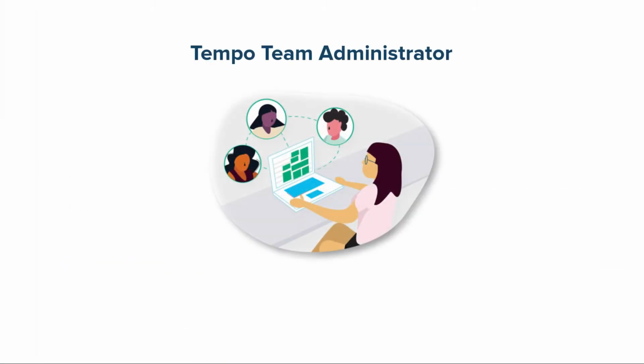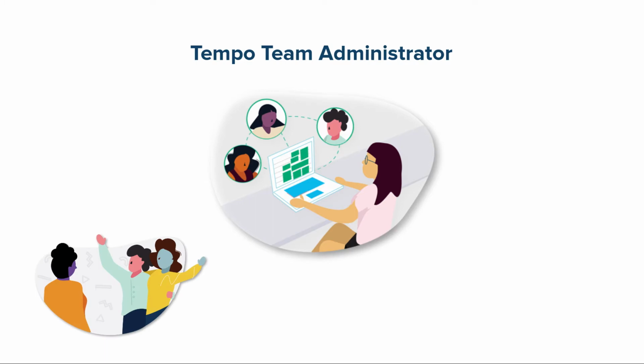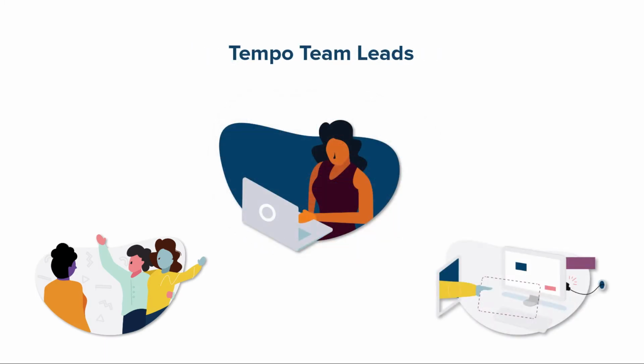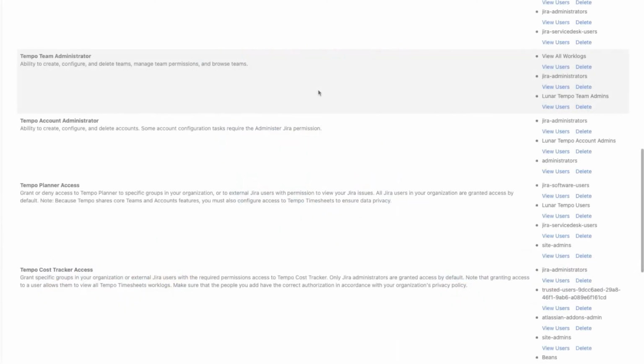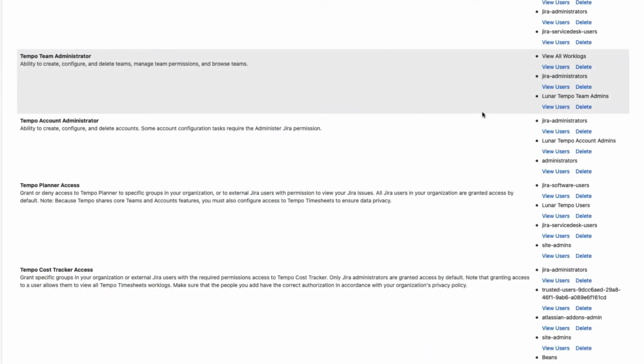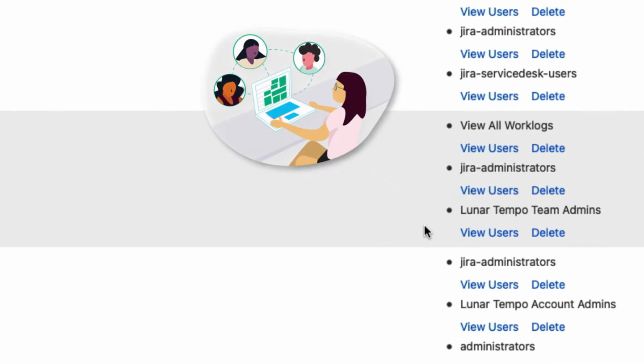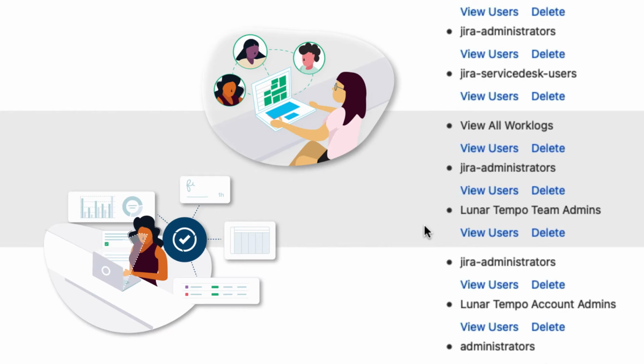Tempo team administrators can create Tempo teams and grant team permissions, and also assign team leads for each team. These leads can then manage and edit their own team, including setting their team's permissions. I want to hand off these duties to this group called Lunar Tempo Team Admins, and it includes employees from Human Resources who will create teams for the different departments at Lunar Industries. It also contains project managers who will create teams for their own projects.